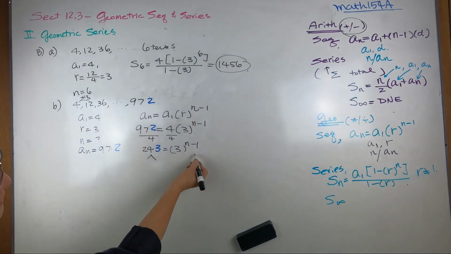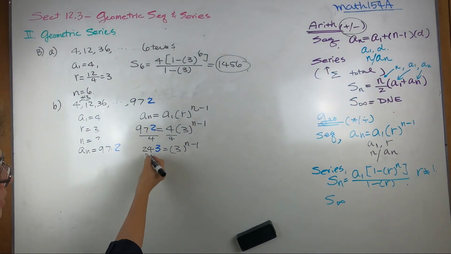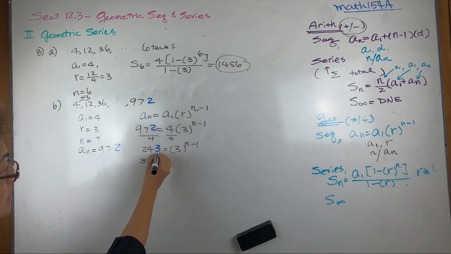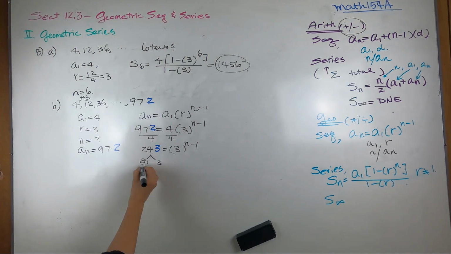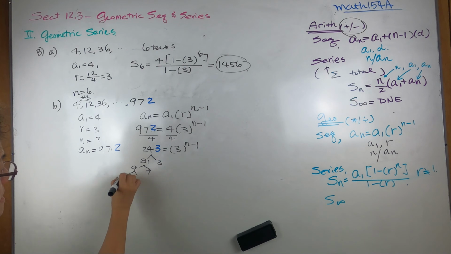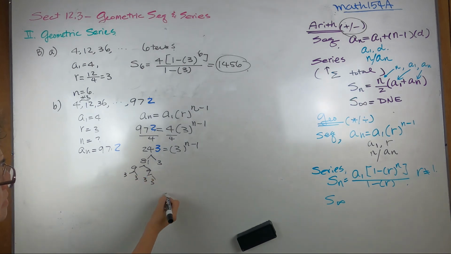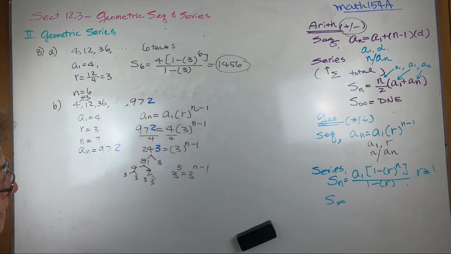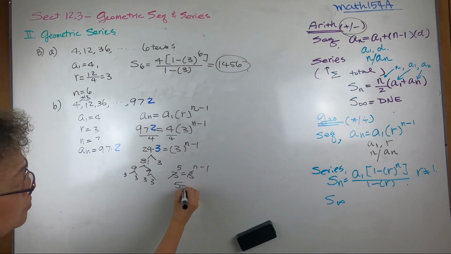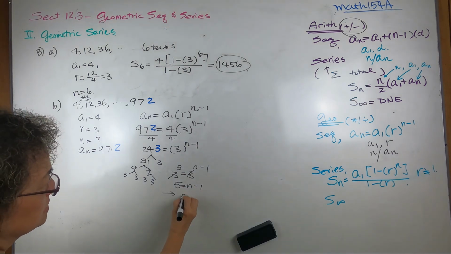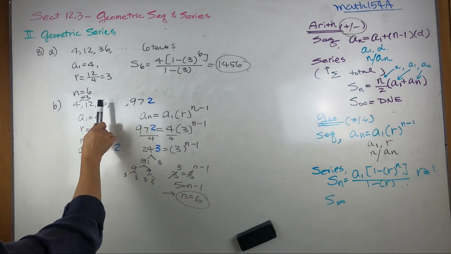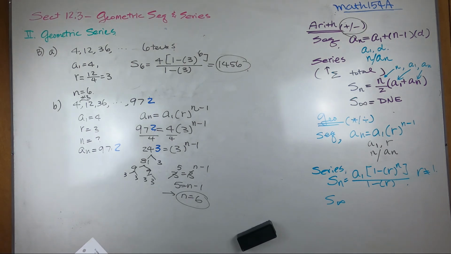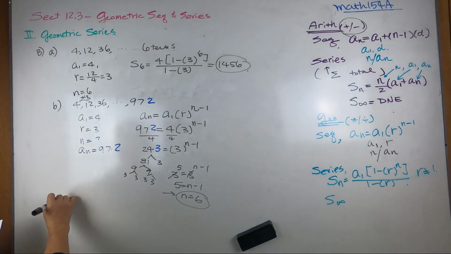So you find what's the 3 to the power. You have to change to the same base, right? So you can do 81 and 3, right? Then 243. Do your threes. So it becomes 3 to the 5th power is 3 to the n minus 1. Then 5 equals n minus 1. What is your n? n is 6. That means you have 6 terms here to get 972 as the last one. Okay?